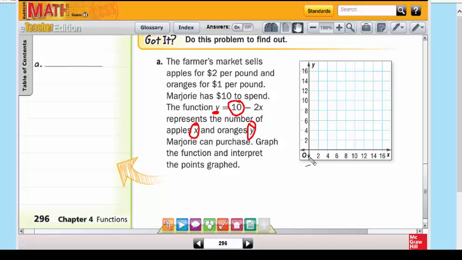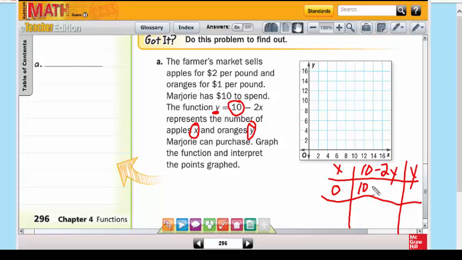So again, we can do this one of two ways. We can come up with an input-output table. We'll do this with x and y. And of course, in the middle, we're going to have 10 minus 2 times x. So if we put in an input of 0, would be a good start. We would have 10 minus, this is actually an x here, doesn't look like it, 10 minus 2 times 0. So that would be 0, so our output would be 10.